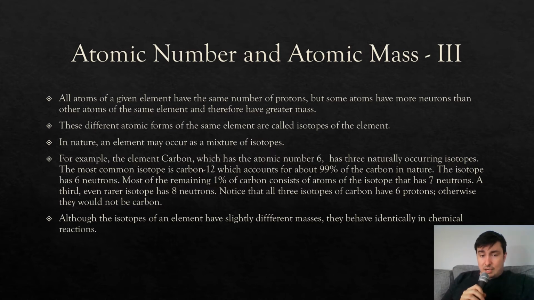For example, the element carbon, which has the atomic number 6, has 3 naturally occurring isotopes. The most common isotope is carbon-12, which accounts for about 99% of the carbon in nature. This isotope has 6 neutrons. Most of the remaining 1% of carbon consists of atoms of the isotope that has 7 neutrons. A third, even rarer isotope has 8 neutrons. But notice that all three isotopes of carbon have 6 protons, otherwise they would not be carbon. Although the isotopes of an element have slightly different masses, they behave identically in a chemical reaction.